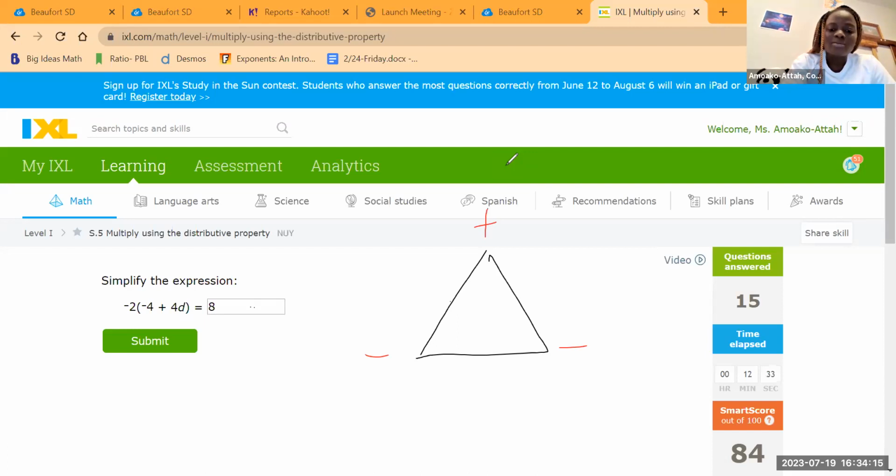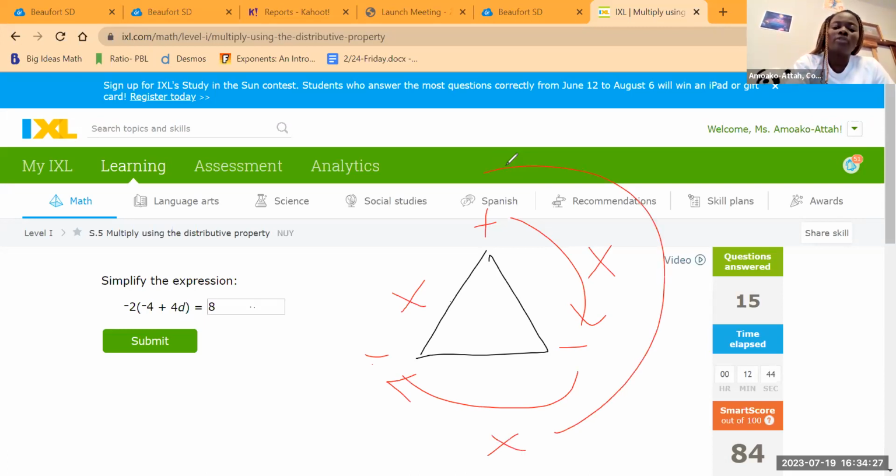So now negative times positive will give you negative. Positive times negative will give you negative. Then negative times negative will give you positive all the way up there. This should always guide you when you're multiplying integers. All right, so negative 2 times negative 4 gave us what?